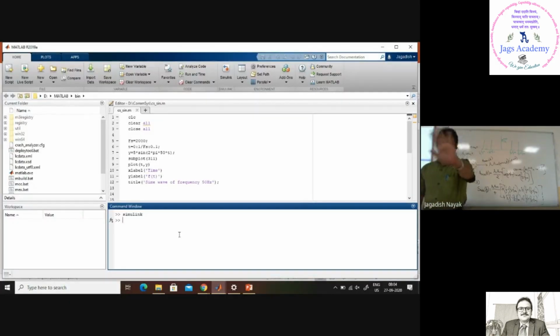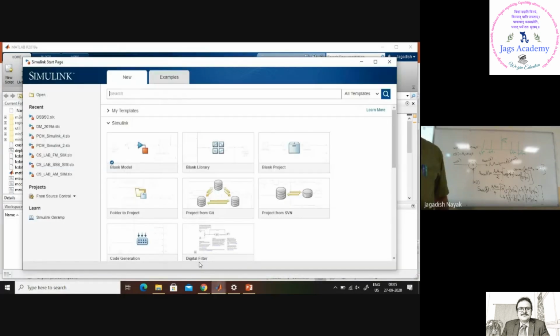Those who are online, please try to do this. This is also a part of your lab book. Just type Simulink there, and this window will open. This is called Simulink. In Simulink, you need not write any programs. It is just using blocks.